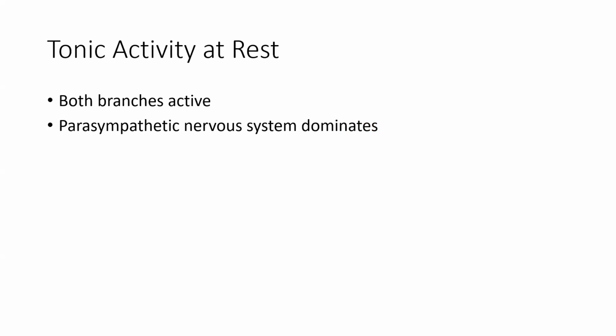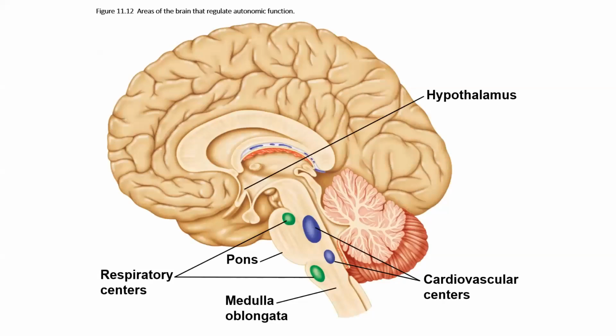So as I mentioned earlier, we have this tonic activity at rest, where although we have both divisions innervating all of our organs at rest, the parasympathetic system is slightly more dominant, and that's what keeps us at rest. So they're not actually equal, but the parasympathetic is slightly more predominant to keep us in a restful state.